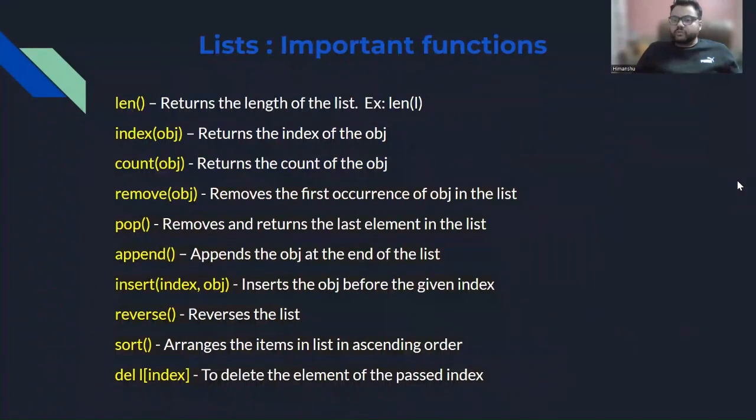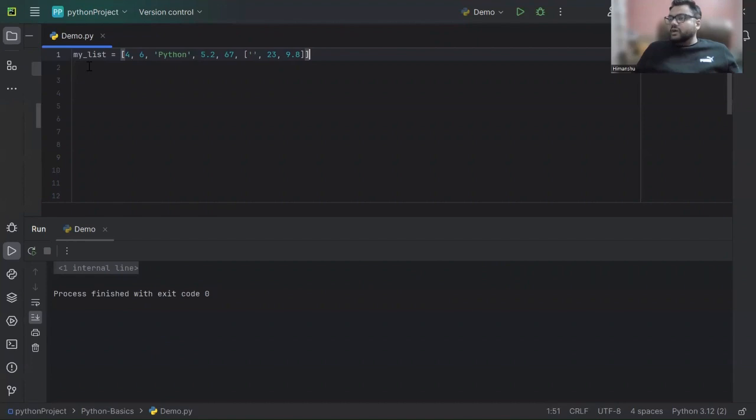So these are the important functions in the list. The first one is length, then index of the object, which returns the index. The third one is count. Let's do this side by side in our demo. I have created a list, and as you can see, we have a list inside a list. I have an int, a string, a float. Most anything you can have inside. I have taken this one to explain the concepts and the functions here.